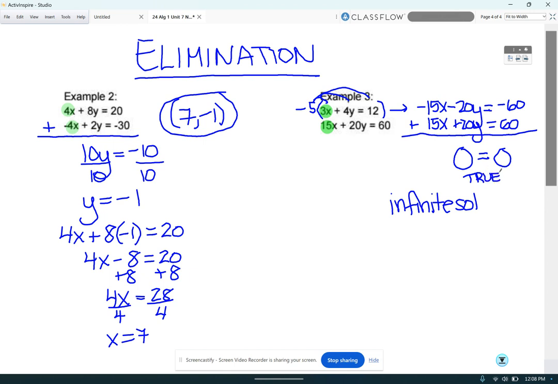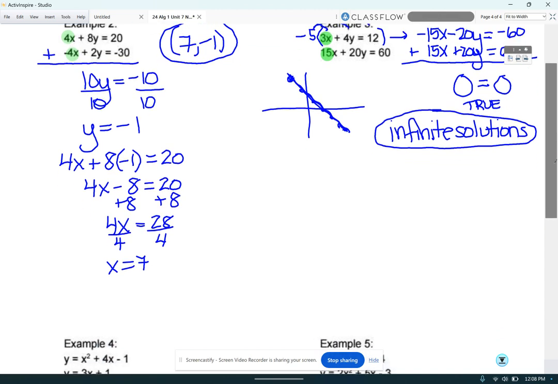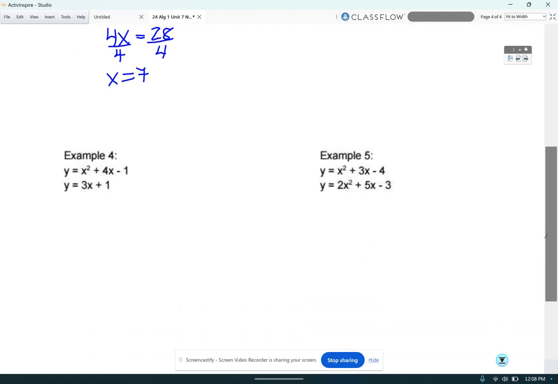When you have a true statement, that means that your two graphs were the same graph. If I would graph these two things, I don't know exactly what they look like, but I think they're two lines that lay right on top of each other. That means every point along that line is a solution to that system. So we write infinite number of solutions. That one's a weird one.